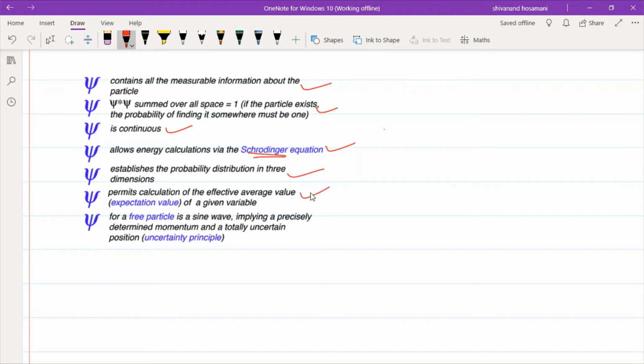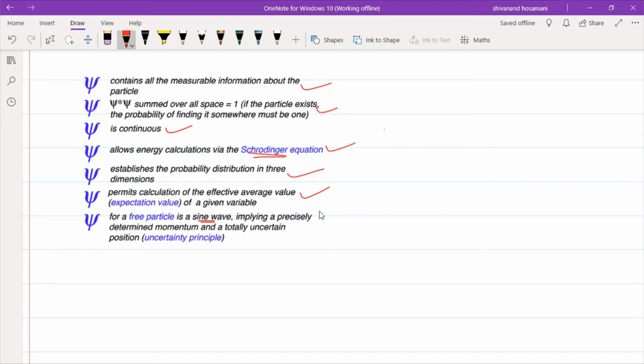And this psi permits the calculation of the effective average value or expectation value of a given variable. This expectation value and average value of any variable will be studied in further parts of quantum mechanics. But actually, for any variable you take, the average of that particular variable which interacts with the wave function can be calculated by this psi. Okay, and this psi for a free particle is a sine wave. For a free particle it is a sine wave. We will study this in the 1-dimensional box later.